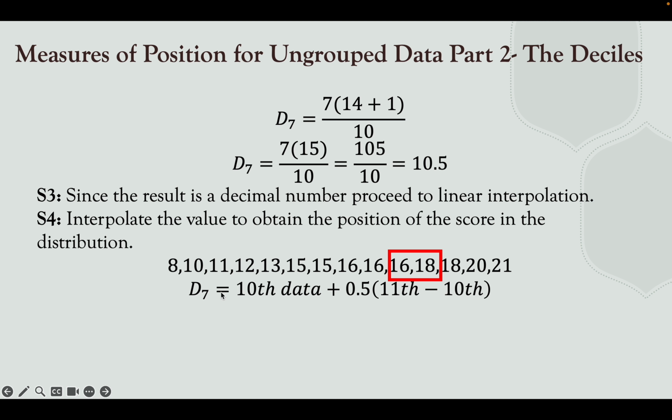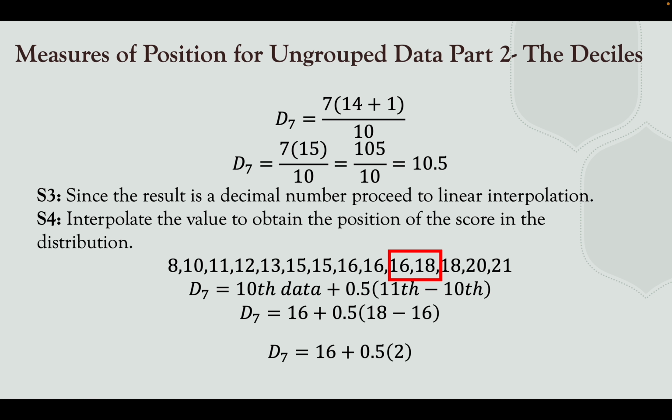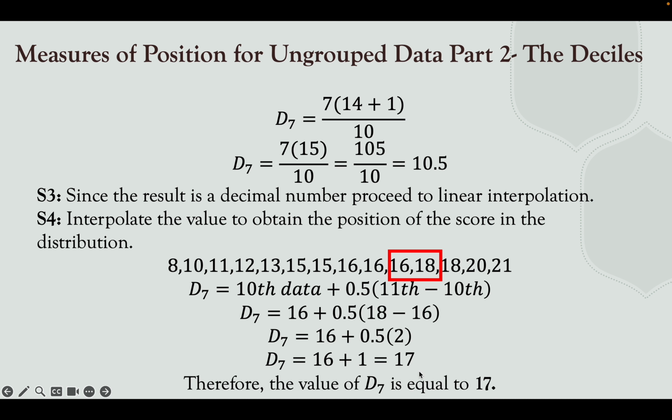So our D sub 7 is equal to the 10th data plus the decimal, which is 0.5, times the 11th data minus the 10th data. Substitute, class: the 10th data is 16 plus 0.5 times the 11th data, which is 18, minus the 10th data, which is 16. So 18 minus 16, we have 2. 0.5 times 2, what is half of 2? We have 1. So 16 plus 1, we have 17. Therefore, the value of our D sub 7 is equal to 17.